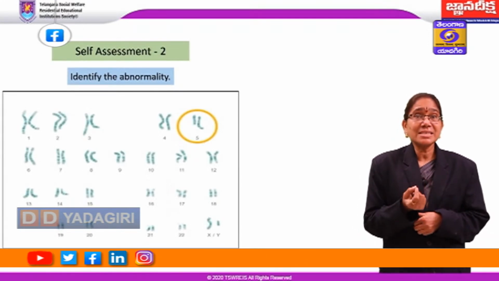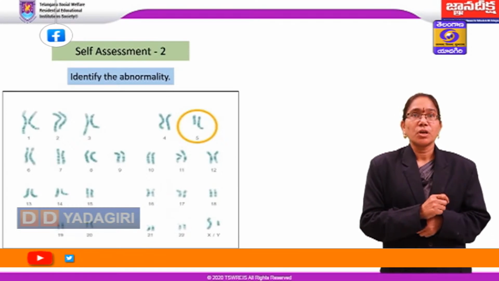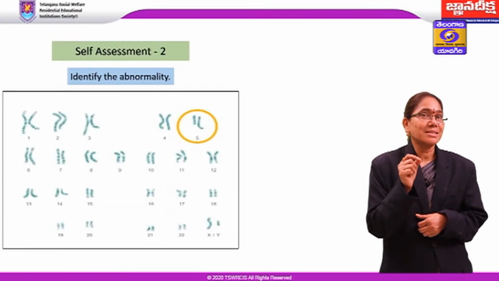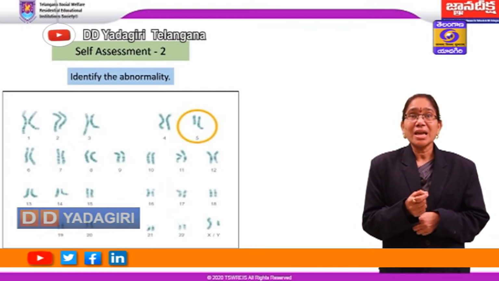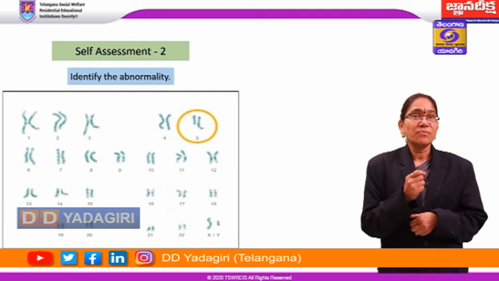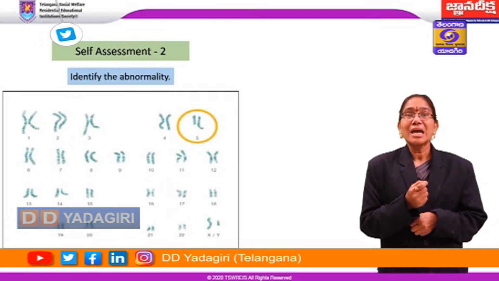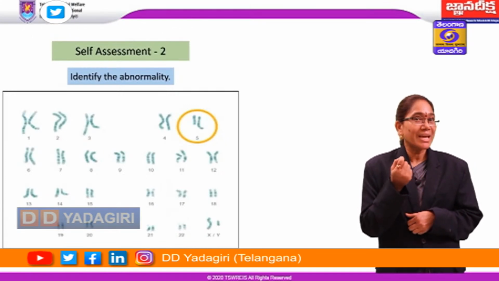In this, we can see a deletion in one of the fifth chromosomes. Due to this, its size is decreased. It results in cri-du-chat syndrome. Infants with this condition have a high-pitched cry which sounds like that of a cat.